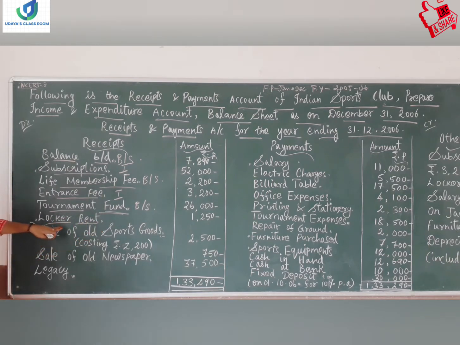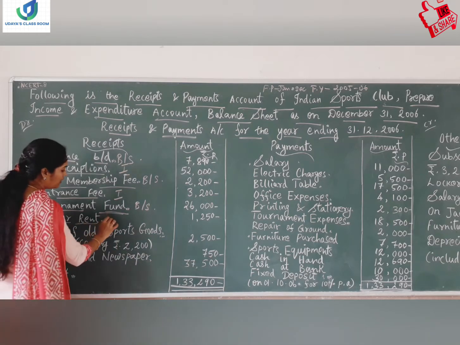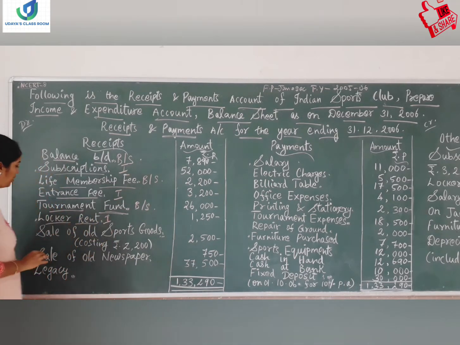And next element is locker rent. The company would have given its locker for rent. So for that it would be receiving some receipts. So rent is an income. So we are writing I here.